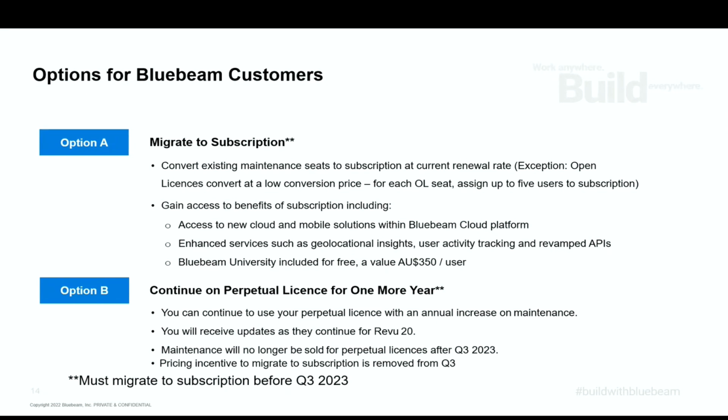The other option you have at the moment is to continue on the perpetual licenses or open licenses. You can still add perpetual licenses until you do switch over, as many as you need to. You'll continue to receive updates as they continue for Revu 20, but maintenance will no longer be sold from Q3 next year, and the pricing incentive to migrate to subscription will be removed from Q3 next year.